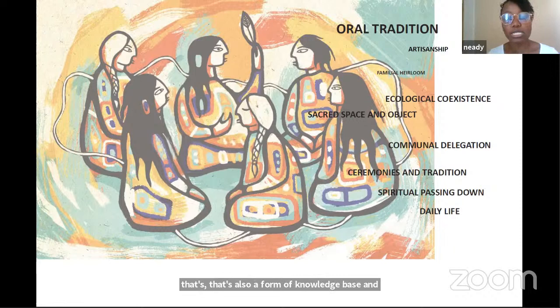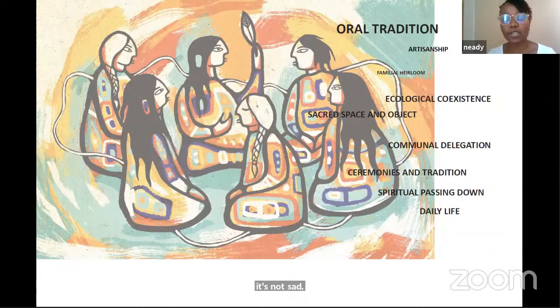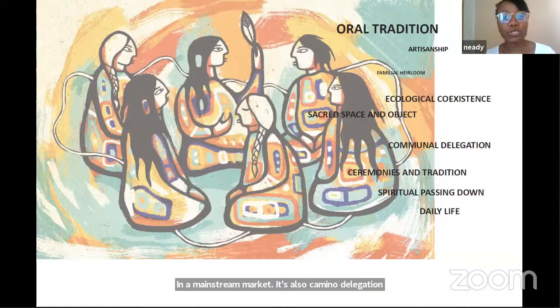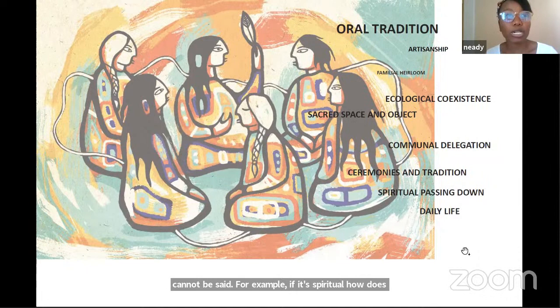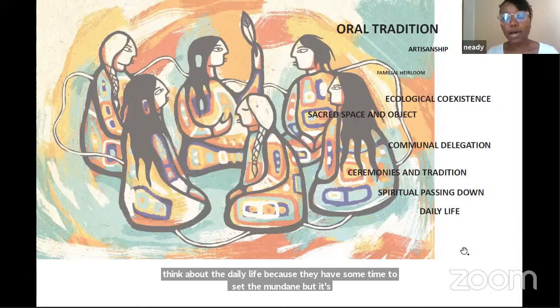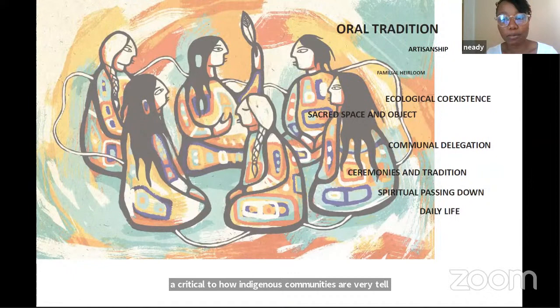And for some of these communities, these are very sacred in a way that it's not necessarily not written down, but it does not leave a community. So it's very sacred to that community. So it's not necessarily in a mainstream archive. It's also communal delegation, ceremonies and tradition, a spiritual passing down. We had to think about if it cannot be written down, it cannot be said. For example, if it's spiritual, how does that communicate in an archive of the future? And also thinking about daily life, because daily life sometimes is said to be mundane, but it's very critical to how indigenous communities operate. How then do we think about archives in this light? Next slide, please.